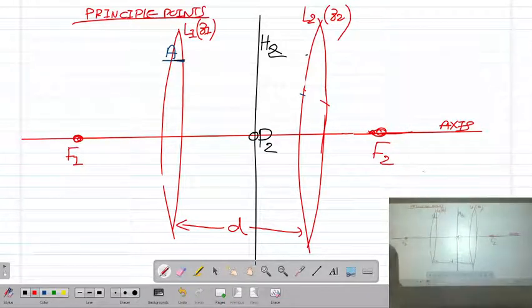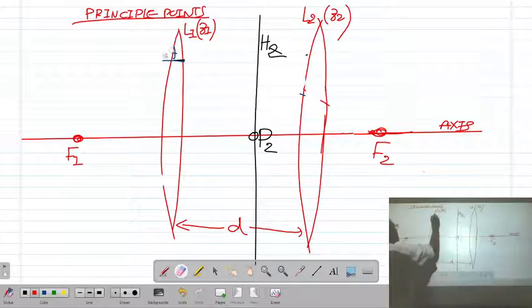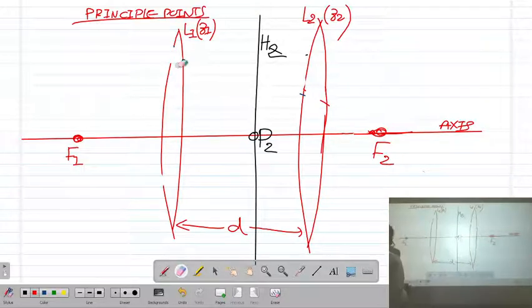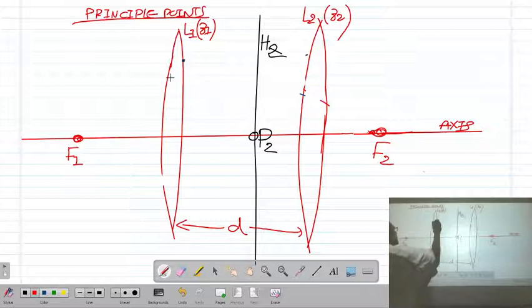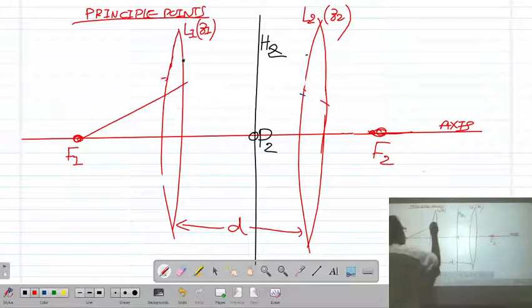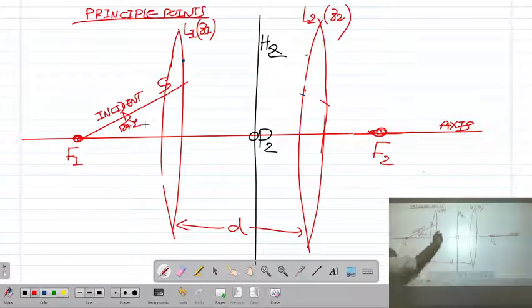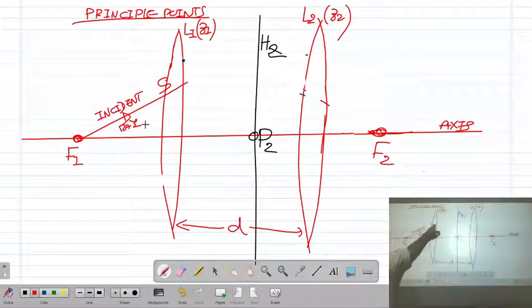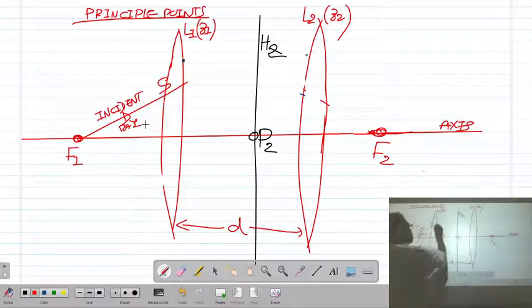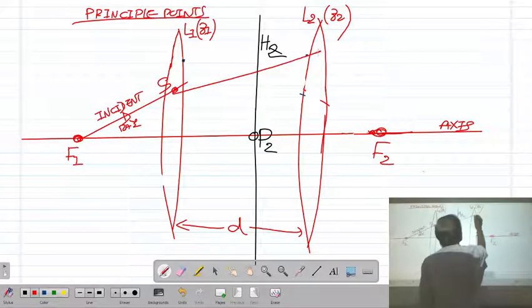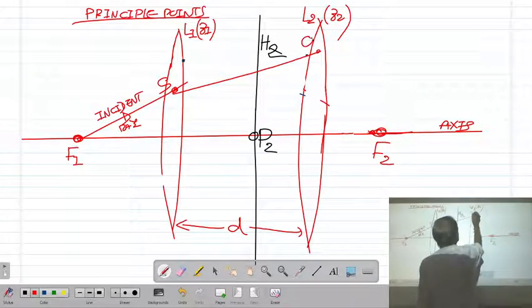Okay. Now for the first principal point, I consider one ray F1S. This is the incident ray. Let us consider the ray passing through the first focal point F1 and incident on the lens system at point S. It undergoes refraction in the lens system and travels in the direction SQ.